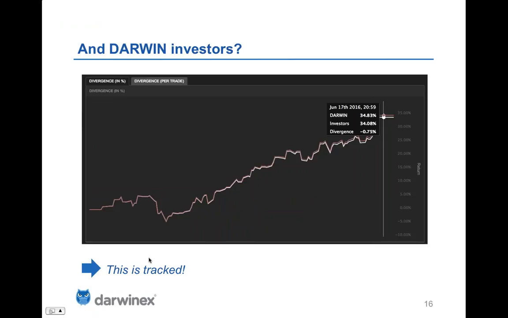So that's that. Any questions on how the Darwin divergence process and slippage all work with each other? Okay, looks like we're good.